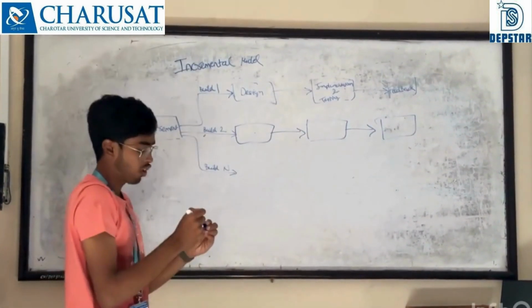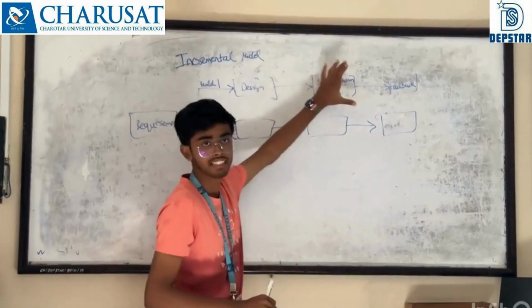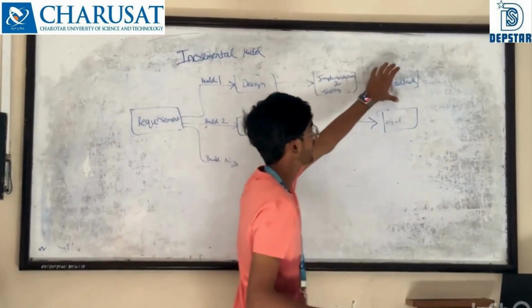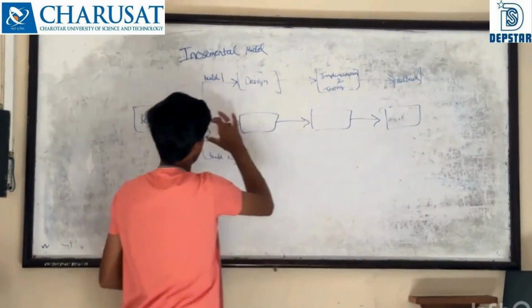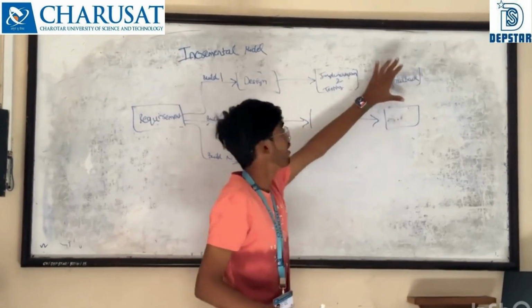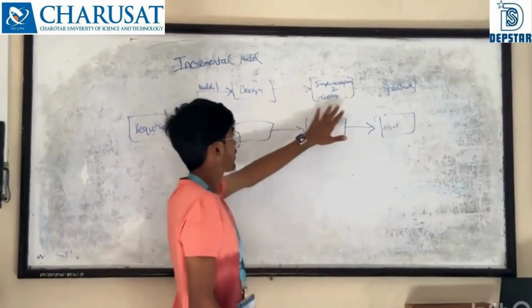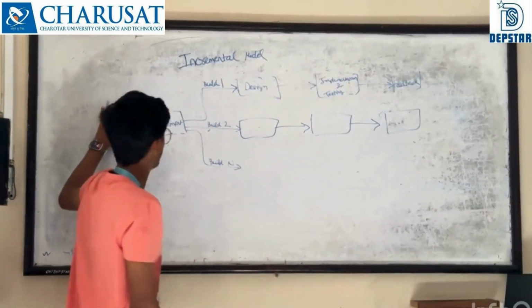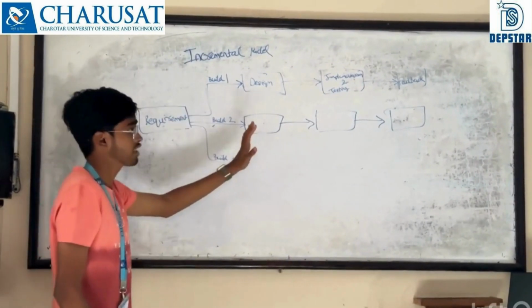So a large project can be divided into n number of builds. All the builds follow these main 3 steps, which are design, then implementation and testing, and then feedback. Here, only after build 1 is completed will build 2 take place. So this was the major advantage of the incremental model, in which the stakeholders come into the picture after implementation and testing, and requirements can be changed by the stakeholders and accepted by the software engineers.